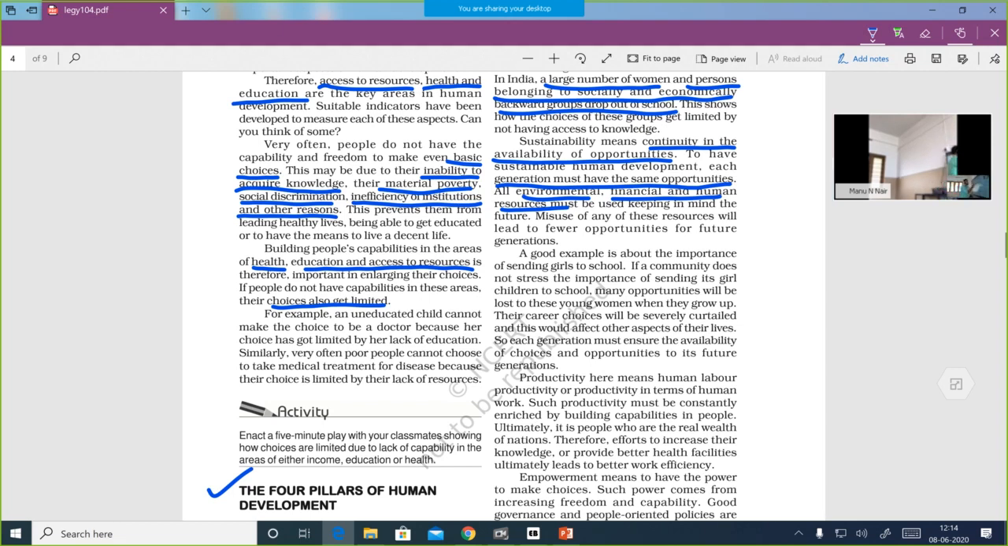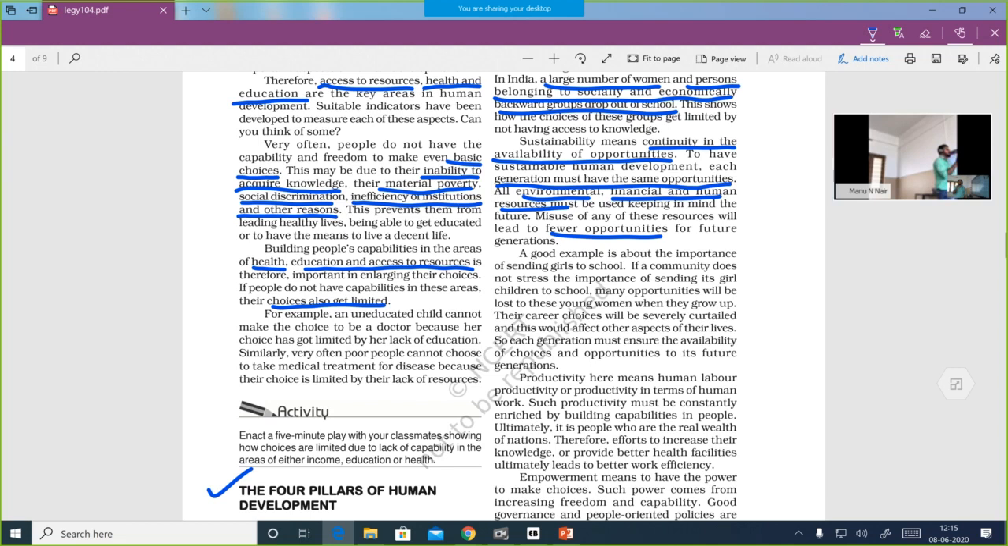Okay, misuse of any of these resources will lead to fewer opportunities for future generations. If we are misusing these resources, just imagine, as we all know, fossil fuels, petroleum, minerals, and water we are talking about, if we are just using them without proper care, they won't be there for our future generation. They won't be seeing this. So this is sustainability. We have to think about that. We have to be much more careful.